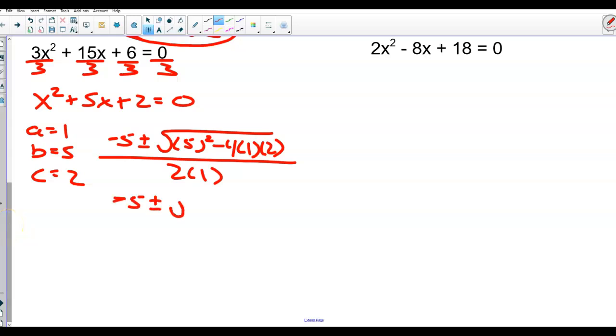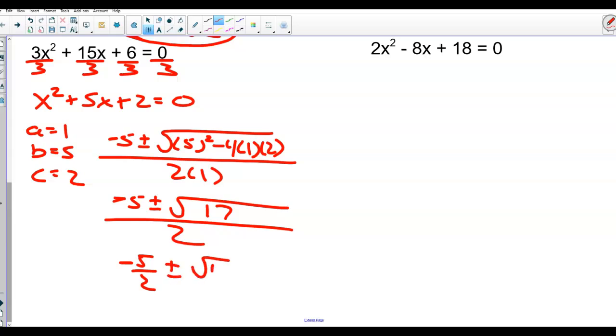Negative 5 plus or minus 25 minus 8 is 17 over 2. And this would be the answer. Negative 5 halves plus or minus root 17 over 2. Now, some teachers may have you just leave it as negative 5 plus or minus root 17 over 2. I'm a fan of splitting it up.